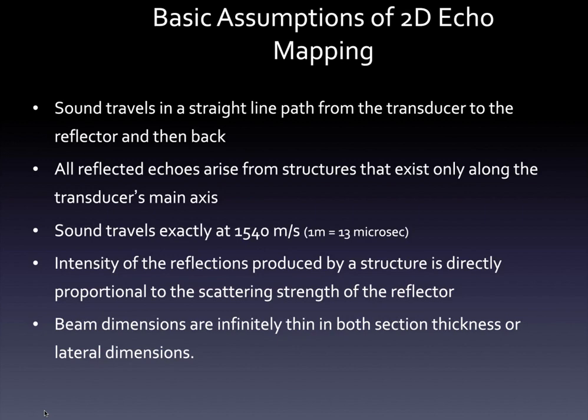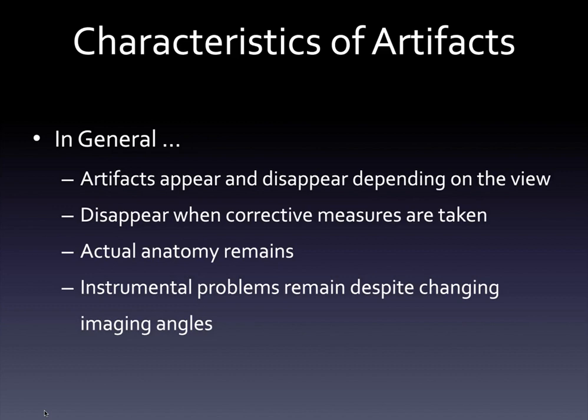So the beam dimensions are assumed to be infinitely thin in both section thickness and lateral dimension. But this is not true, because the beam does have a dimension, and that can cause certain side lobe artifacts, which I'll show you in a second. In general, the characteristics of an artifact appear and disappear depending on the view. Sometimes you can see an artifact in the parasternal long axis view, but when you move to subcostal or apical views, it disappears. That's one way to find out if there's a mass truly in the left atrium. If you see a line or some ghost in the left atrium in the parasternal long axis, but you move to apical, four-chamber, two-chamber or subcostal views and cannot see it anymore, it's most likely an artifact, because a true structure will appear in all the different views.